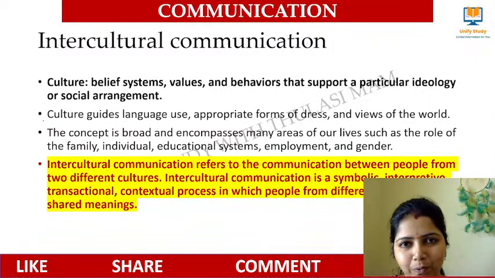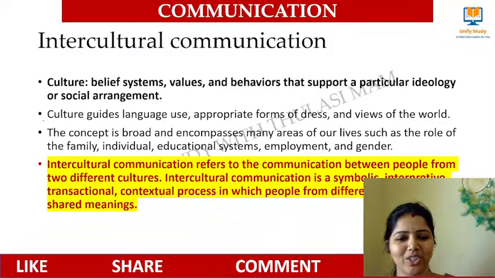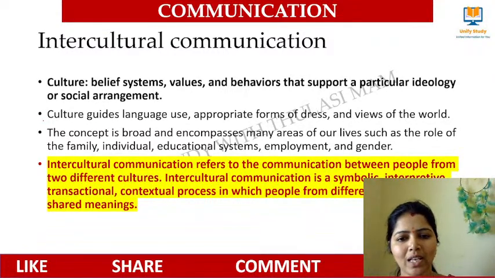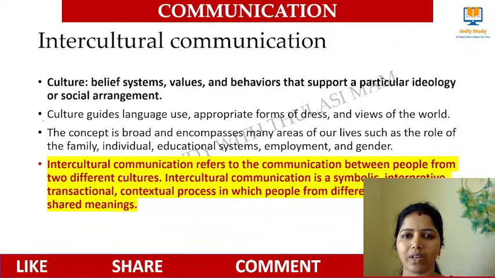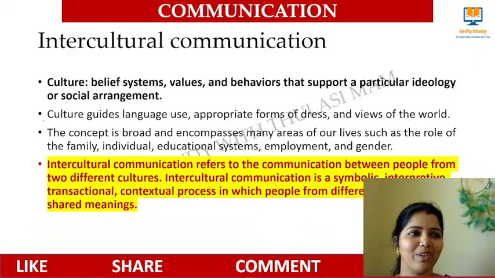So when I see a person who is different from my culture, some kind of transaction will be done between that person and myself, because they belong to two different cultures. They will be transacting their own belief systems, their food habits, their context. Contextual process means I'll be talking about my setup, and they'll be talking about their setup, right? And for everything they'll have their own interpretation.